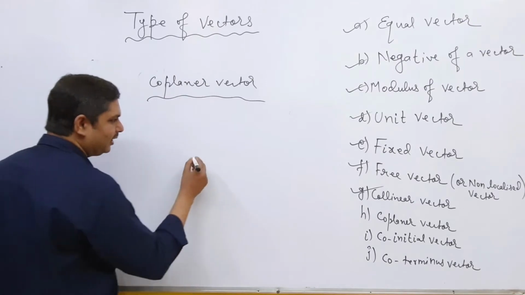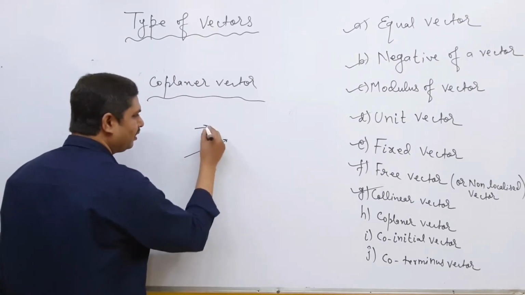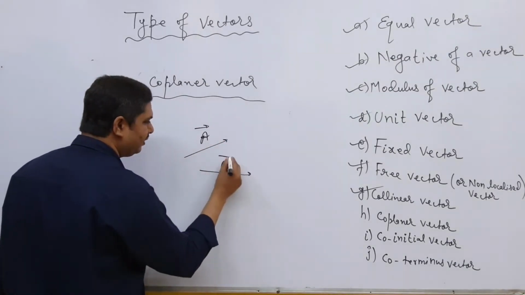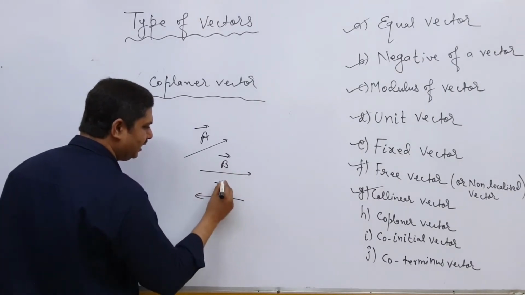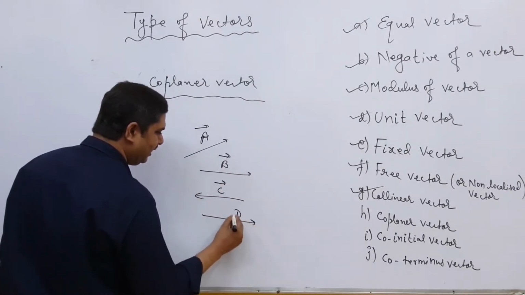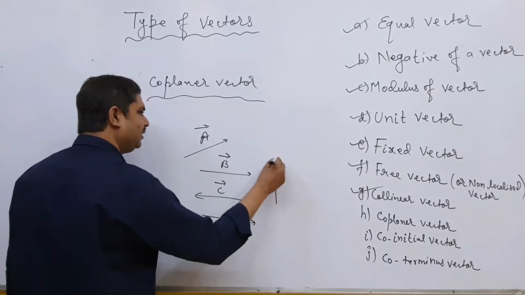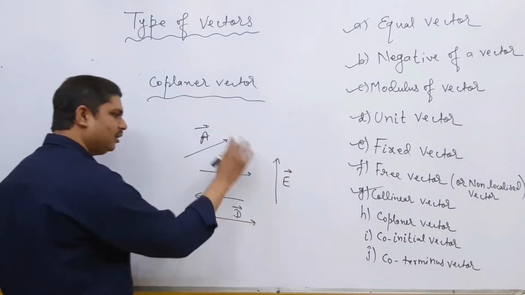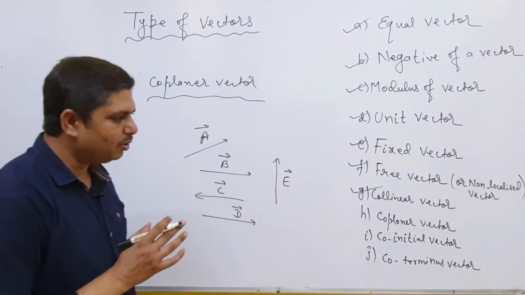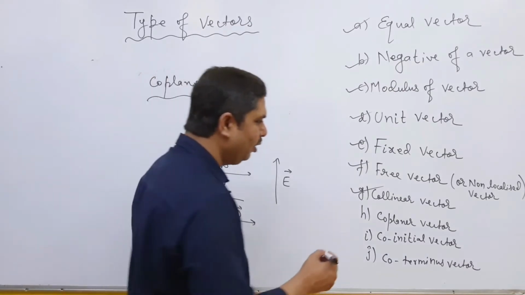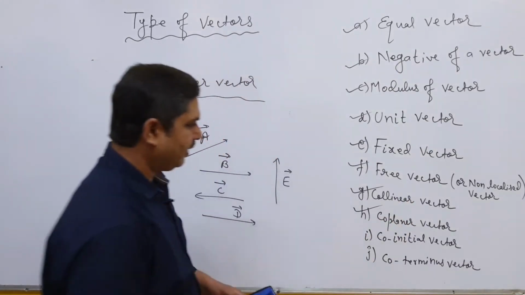Let us draw it. This is vector A. This is vector B. This is vector C. This is vector D. This is vector E and so on. These all vectors are drawn on the board, the same plane. So they are said to be coplanar vectors.